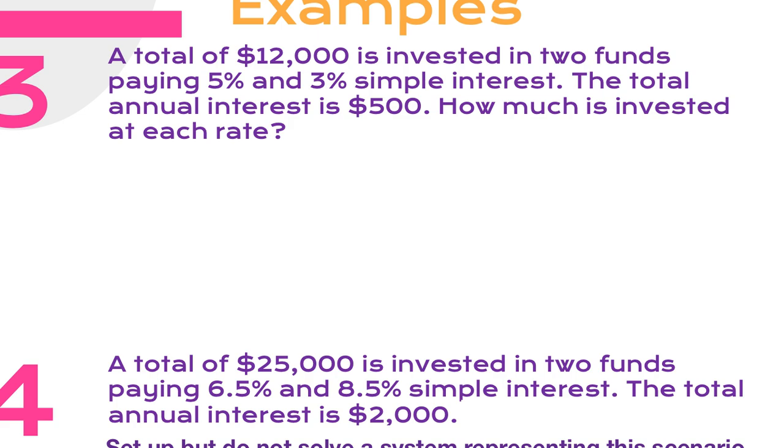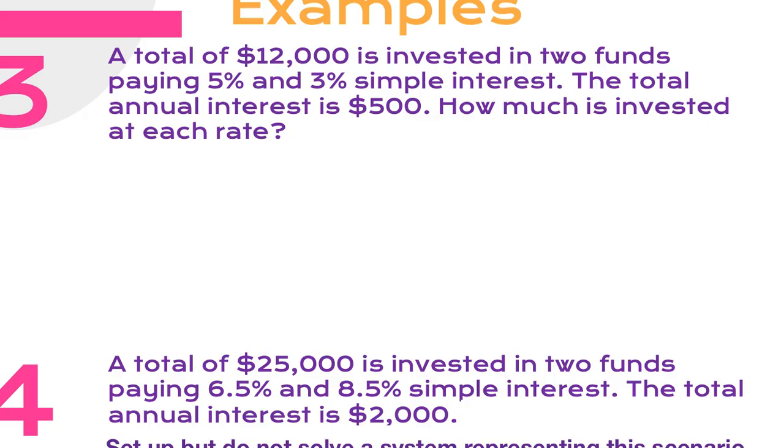So I'm still doing the same steps. I have to have 2 equations. I have to solve for something and plug it in to get whatever's missing. So it's asking how much is invested at each rate. So there are 2 rates. That means I have 2 funds. So I have to solve for 2 things.